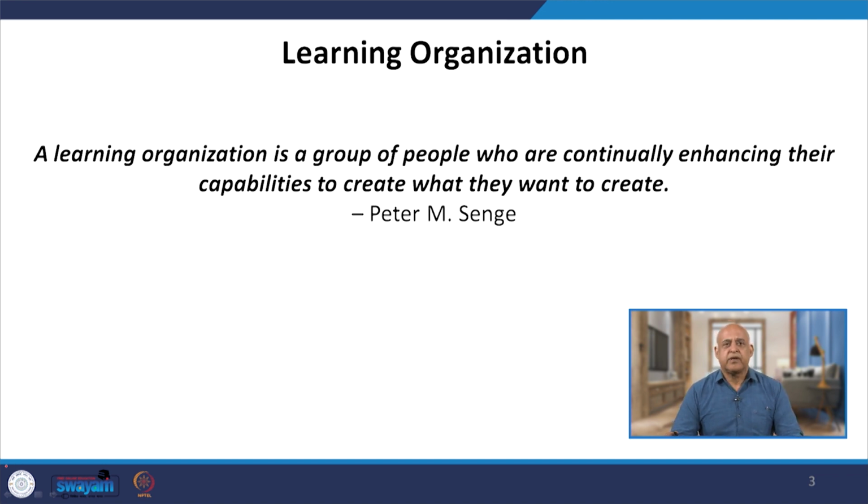Now, a learning organization is a group of people who are continually enhancing their capabilities to create what they want to create. In the era of the knowledge economy, it has become very necessary for the organization to have continuous learning, so that the competency or the capabilities of the employees can be created. This definition by Peter M. Senge says that when a group of people in the organization continuously learn, they create the capabilities they want to create.